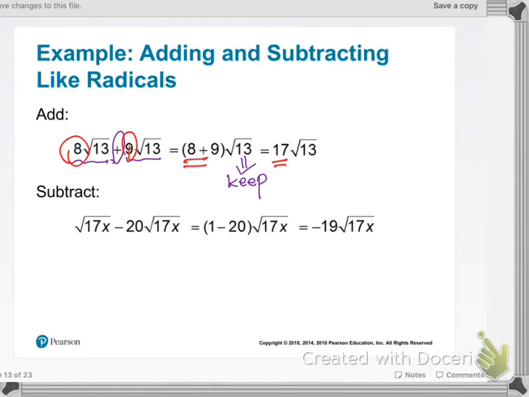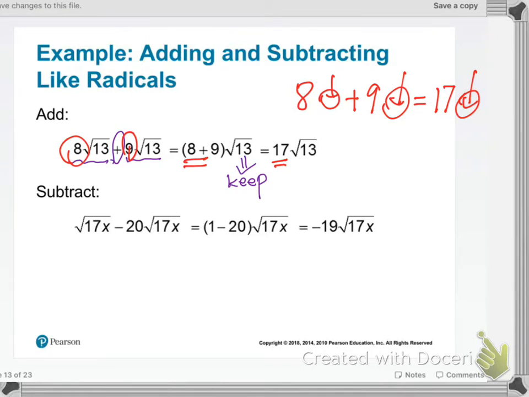It's like you have 8 apples plus 9 apples. How many do you have? 17 apples. We use the same idea. We keep the radical parts, which are the apples, so we keep radical 13 and then add 8 and 9. We have 8 radical 13 and 9 more radical 13, so in total we have 17 radical 13.